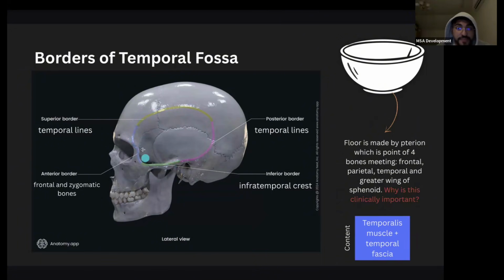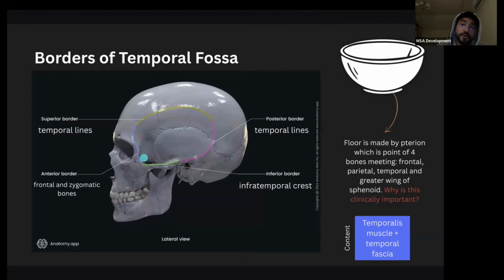And the floor is made up of the pterion, which basically is a point where these four bones meet up, right? The frontal, the parietal, the temporal, and the greater wing of the sphenoid. So they all meet up right here. Okay. And of course, this is clinically important because if it gets fractured, you're going to get an epidural hematoma. It's very high yield, like extremely high yield. You're definitely going to get a question on it.